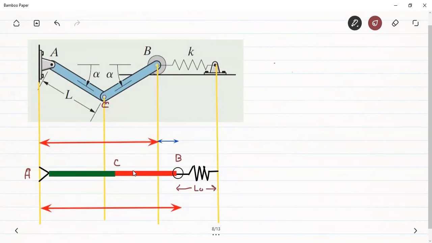And the distance between A and B will be the farthest. It will be the maximum distance between them. And since this length is equal to L, and this length is equal to L, therefore this length will be equal to 2L.